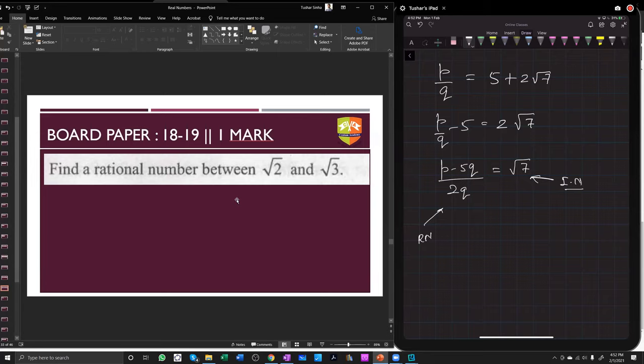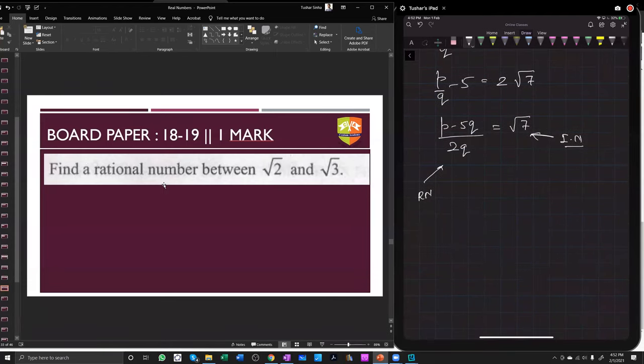Yes, dosto. You don't need to write such a big number. Simple one. Is 1 the right answer? Is 1 between root 2 and root 3? You don't need to write such long numbers. Just write 1.5. Rational they are asking. Rational number, 1.5. Because root 2 is 1.41 and root 3 is 1.7. Why are you wasting time?